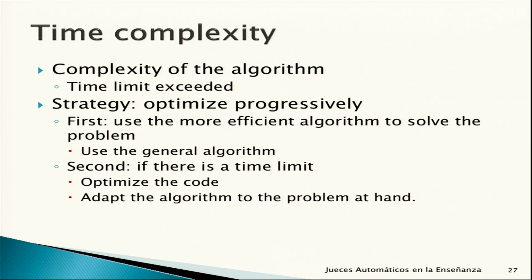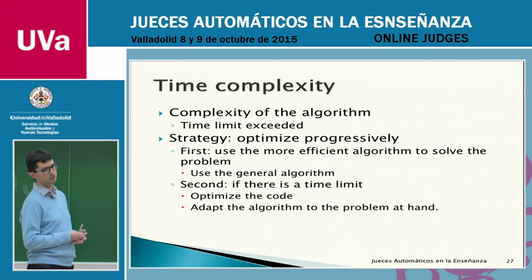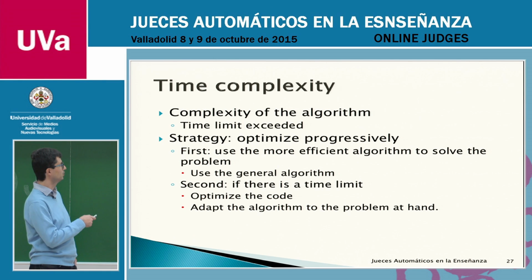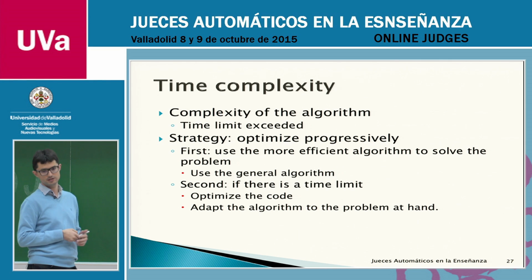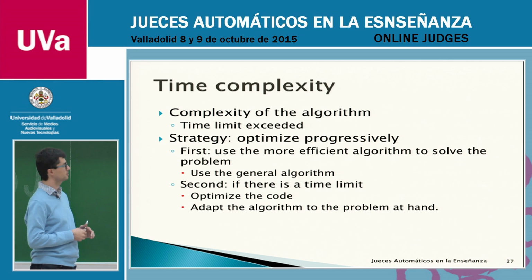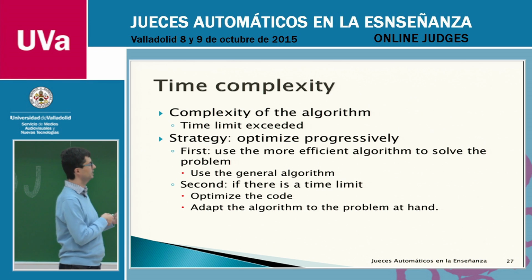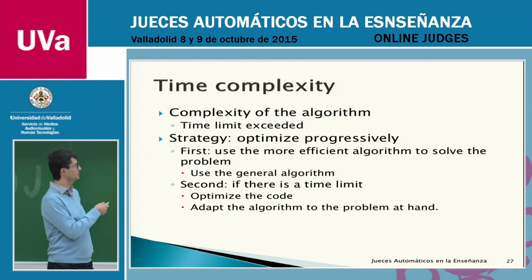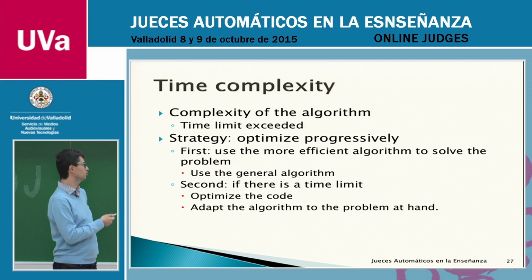When you have an idea of which algorithm you are going to use, you need to make some calculations about the complexity. You need to think about whether the time your program takes is reasonable, because at the end the judge has a time limit. So if you don't have a good algorithm, you will get time limit exceeded. If this happens, what you should do is try to optimize your solution.